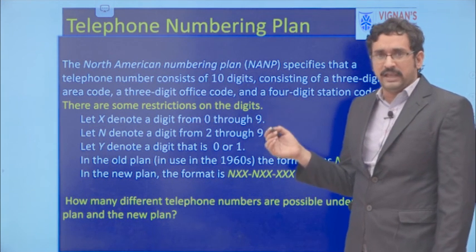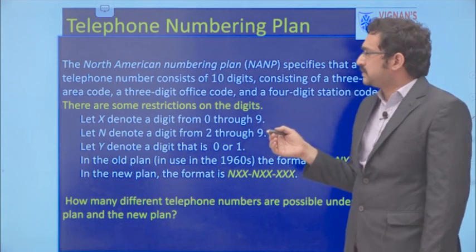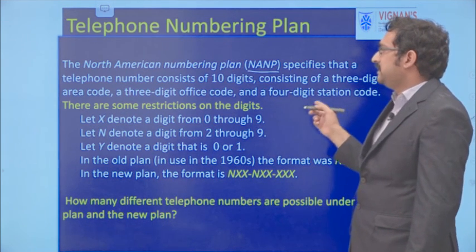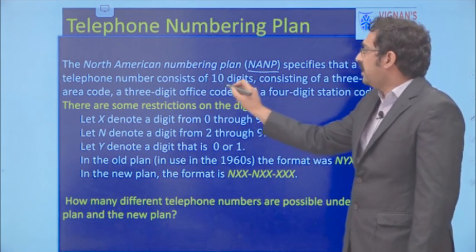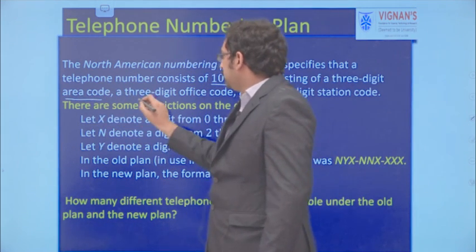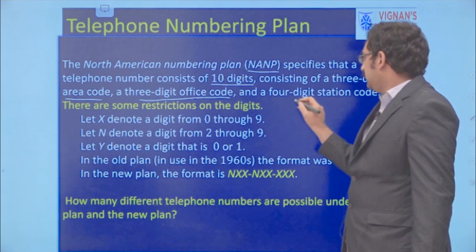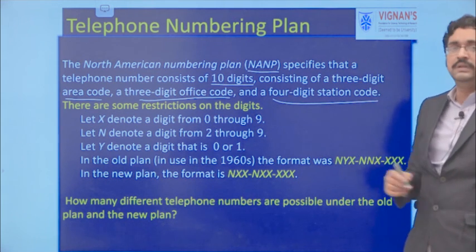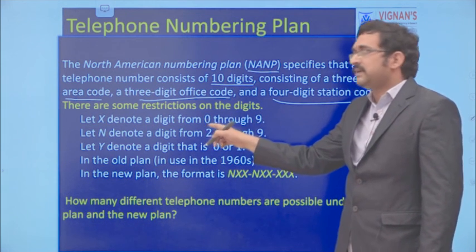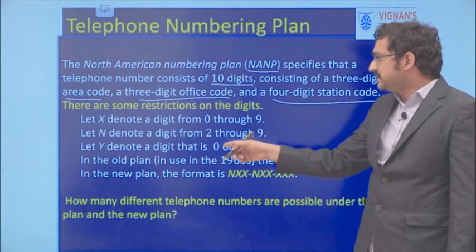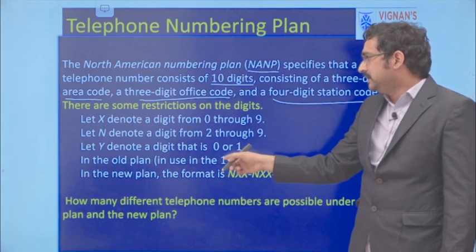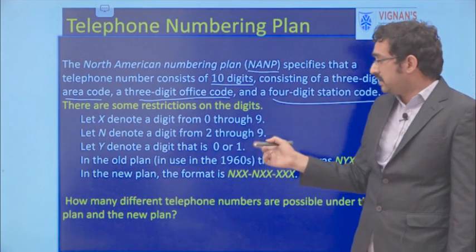Similarly, the telephone numbering plan is also an example of the product rule. Here, the North American numbering plan, NANP, specifies that a telephone number consists of 10 digits: a 3-digit area code, a 3-digit office code, and a 4-digit station code. There are some restrictions on the digits. X denotes a digit from 0 to 9. N denotes a digit from 2 to 9. Y denotes a digit that can be either 0 or 1.